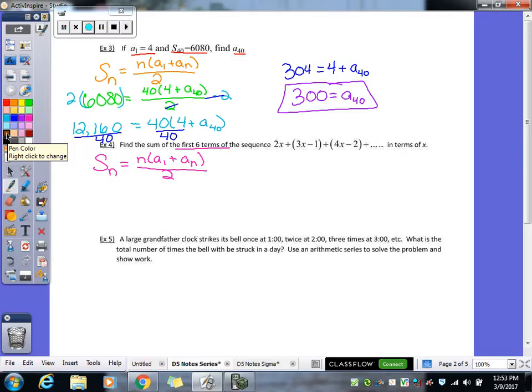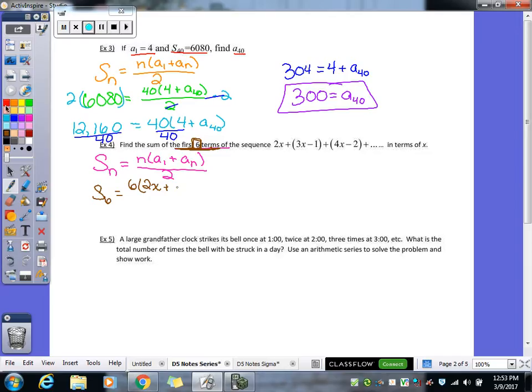What's our n? N would be 6. You're finding the sum of the first 6 terms. Your n is going to be a 6. Our first term? First term would be a 2x. Do we know our last term, our sixth term? No, so we got to figure out our sixth term.